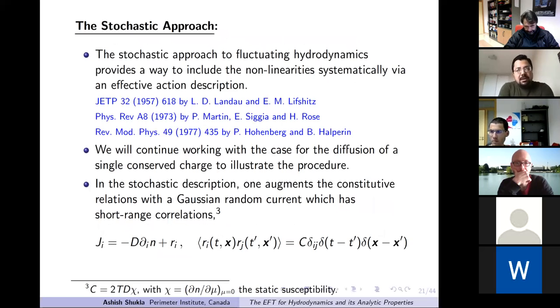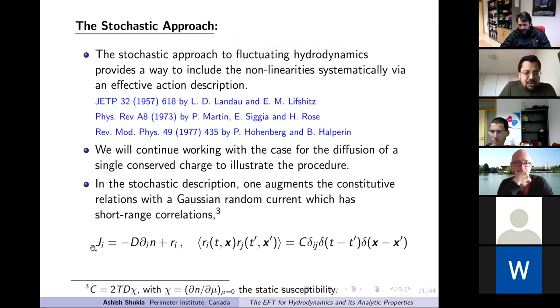Now comes the interesting part. The first approach that I want to discuss towards these effective action constructions is called the stochastic approach. The stochastic approach to fluctuating hydrodynamics provides a way to include the non-linearities systematically via an effective action description. As I just said, this is somewhat an old approach, so these are some of the key early references in this direction. For simplicity, we'll continue working with the diffusion of a single conserved charge to illustrate the procedure. Once again, I'm not going to look into energy momentum fluctuations. What one does in the stochastic approach is augment the constitutive relations with a Gaussian random current, which has short range correlations.